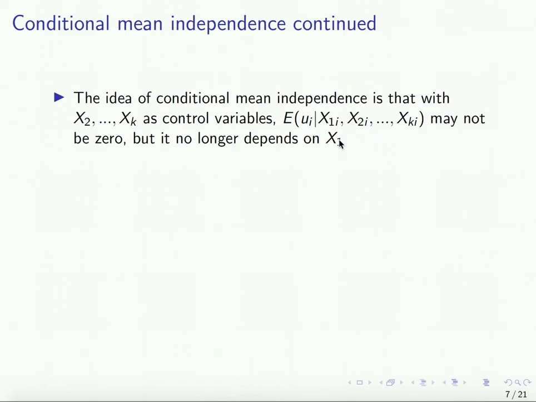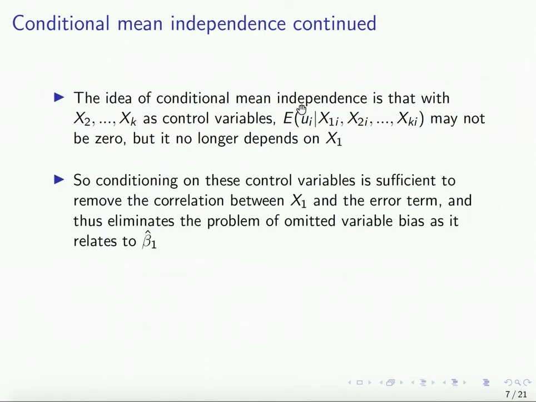But if this is not true only coming from x2 to xk and not x1, so not the treatment variable that we really care about, if this assumption is violated only because you included control variables, but it's not coming from x1, then you're in a good place, because you're going to be able to make inferences about beta 1 hat the way we learned how.